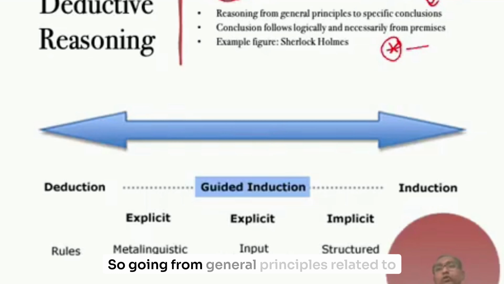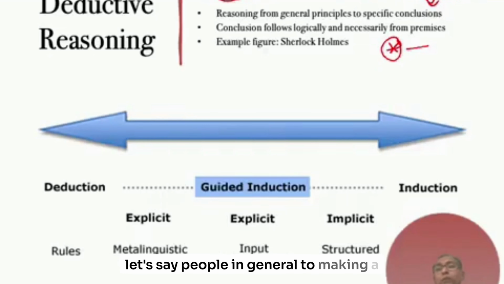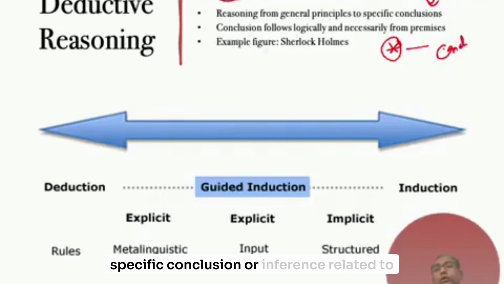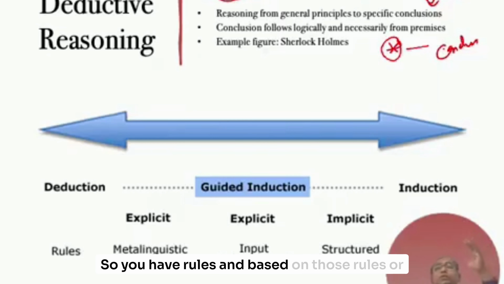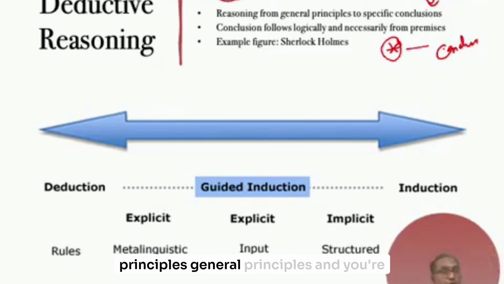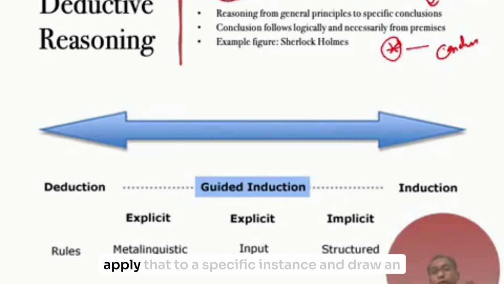So you go from general principles related to, let's say, people in general, to making a specific conclusion or inference related to one instance. You have rules, general principles, and you're trying to apply them to a specific instance and draw an inference.